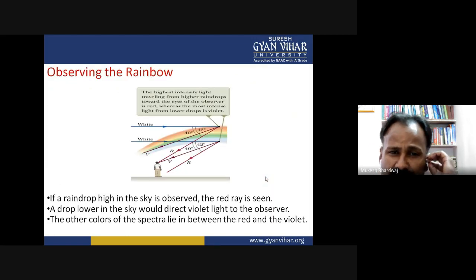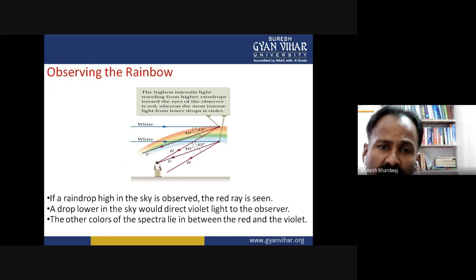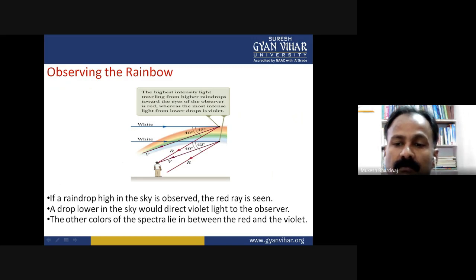While observing the rainbow, the highest intensity light traveling from higher raindrops towards the eye of the observer is red, whereas the most intense light from the lower drops is violet. If a raindrop high in the sky is observed, the red ray is seen. A drop lower in the sky would direct violet light to the observer. The other colors of the spectrum lie in between the red and the violet.